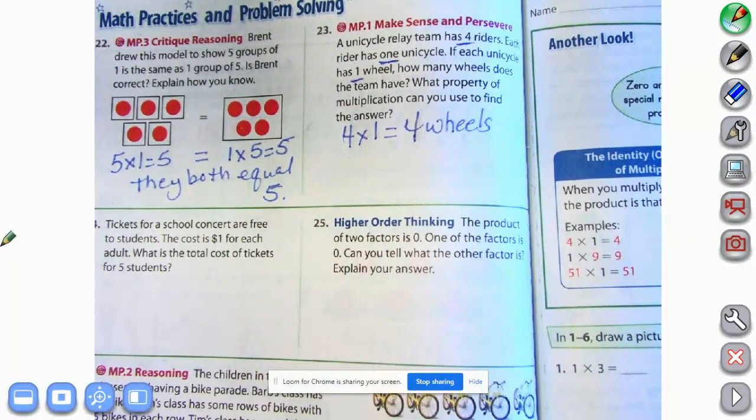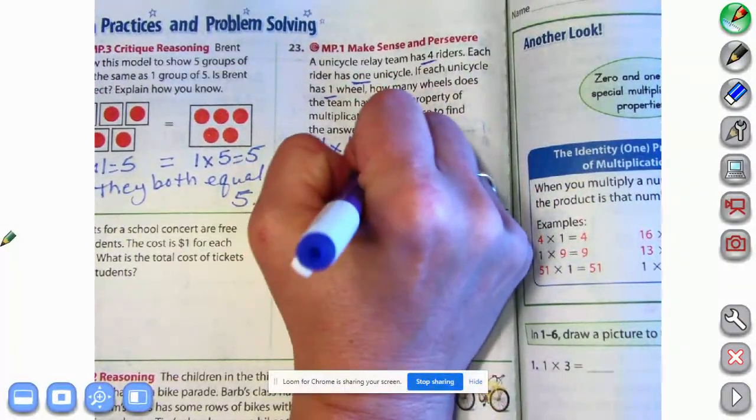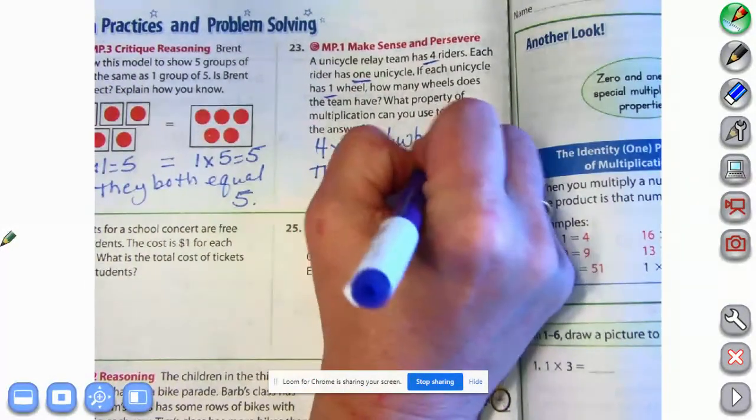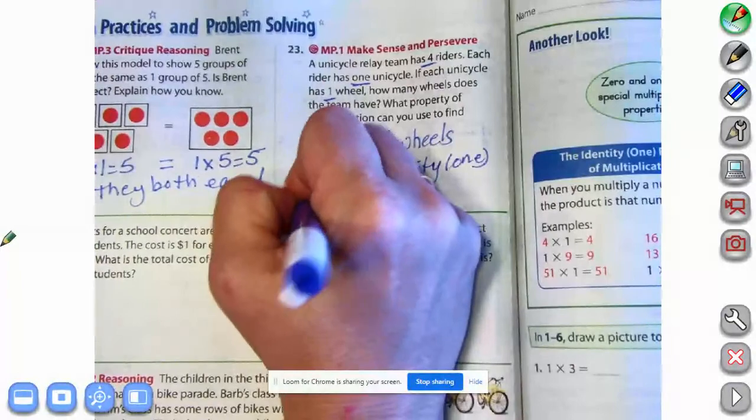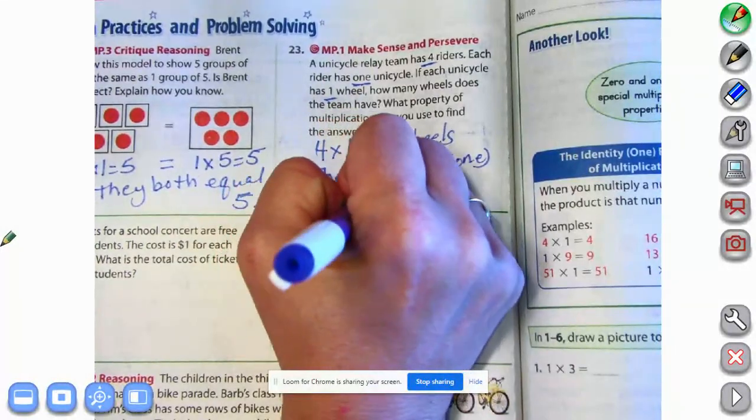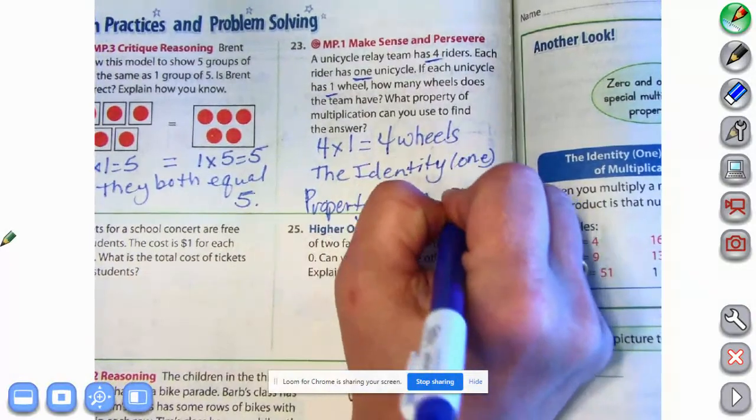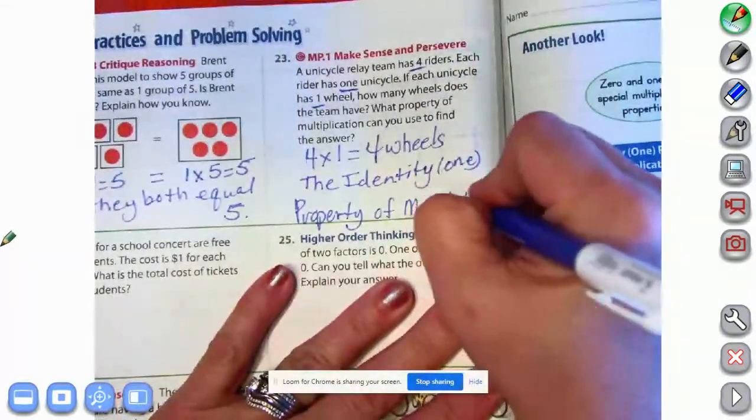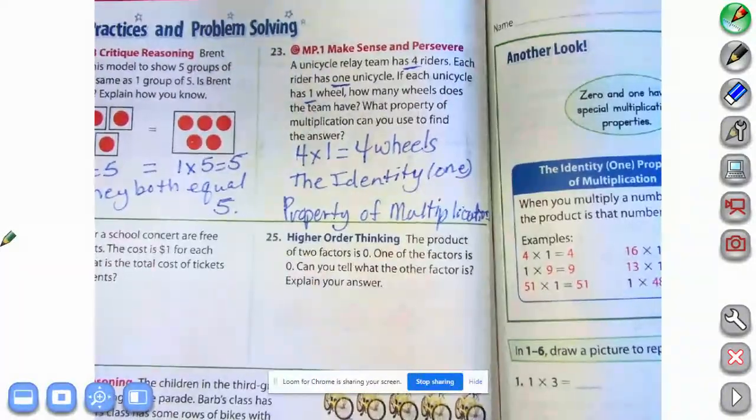Okay, and what property did we use? The identity, or one property of multiplication. I'm running out of room over here, guys. Squeezed it in there.